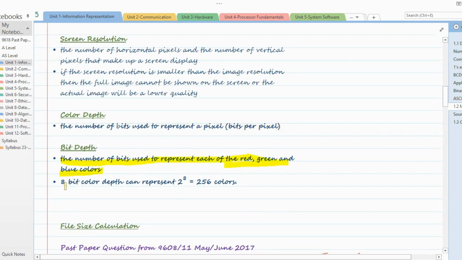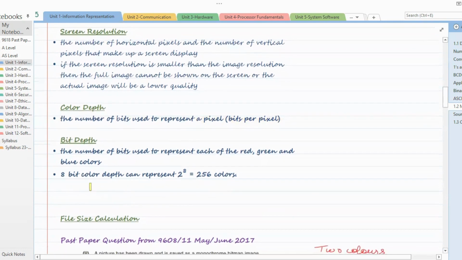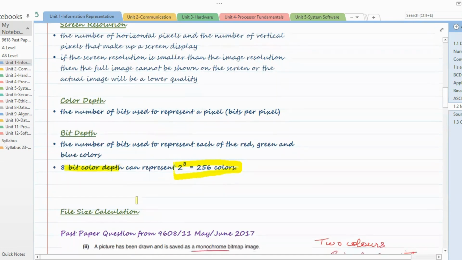There is a formula also. 2 raised to the power 8 bits gives you 256 colors. So if you have 8 bits, then you can represent 256 colors, right? So 8-bit color depth can represent 256 colors. You should always remember this formula, because for the file size questions in the past papers, this formula becomes very handy in the calculation of color depth, right?